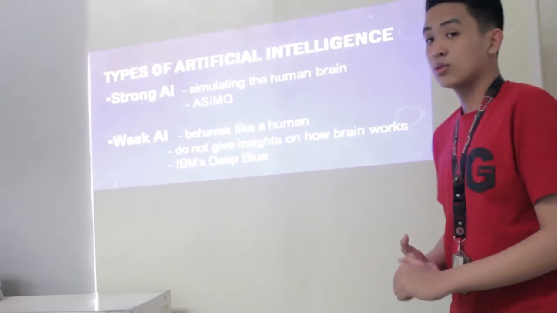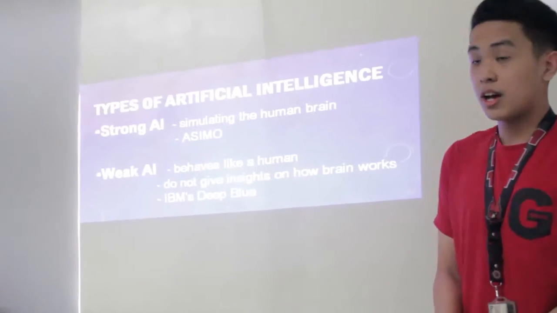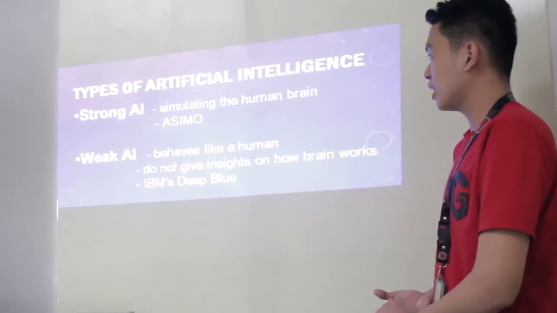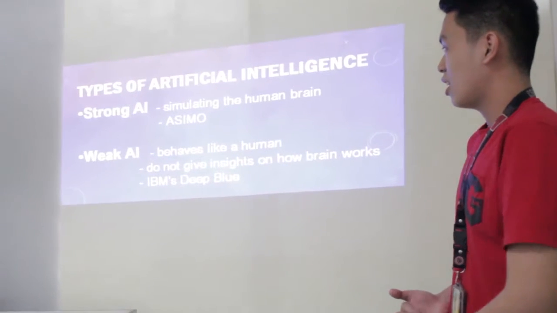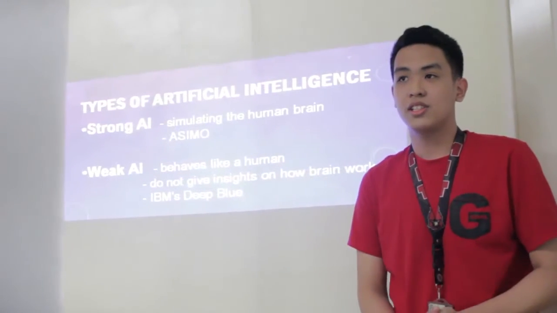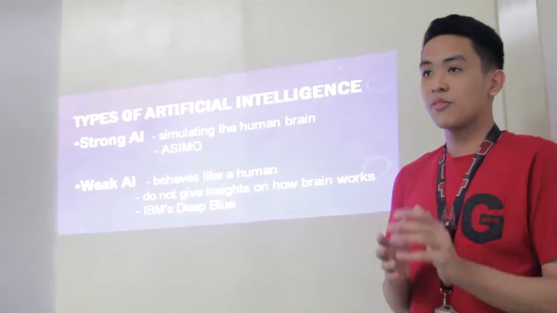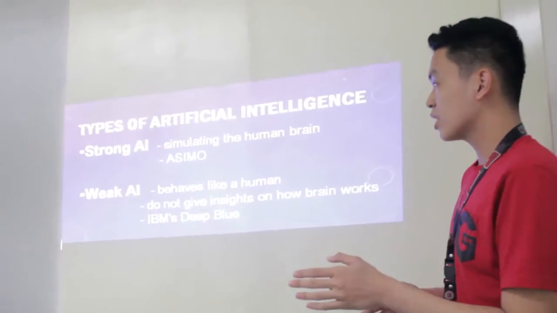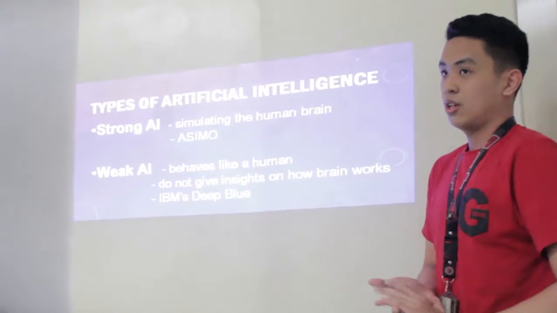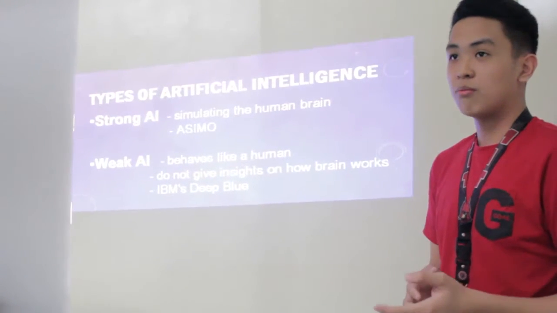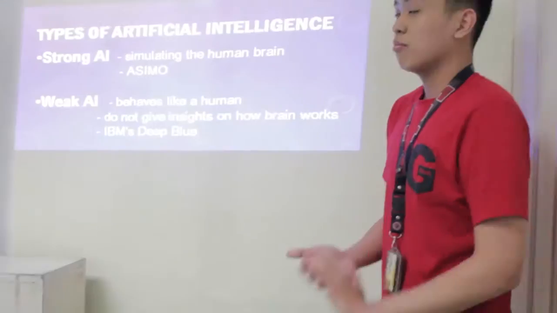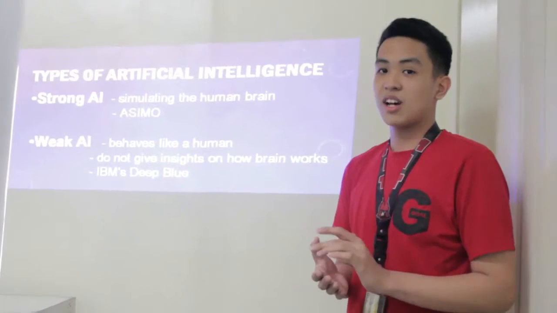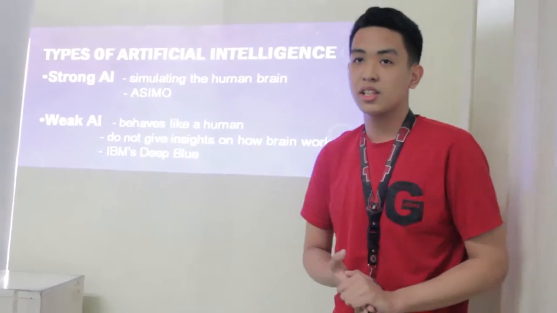Artificial intelligence has two types. One is strong AI and weak AI. Strong AI is said to be the simulating of the human brain. Strong AI is just like an artificial intelligence that substitutes a human brain. One example is Asimo, which helps humans to do jobs easier and faster because Asimo is programmed to do jobs like humans. One example that Asimo does is to serve humans.